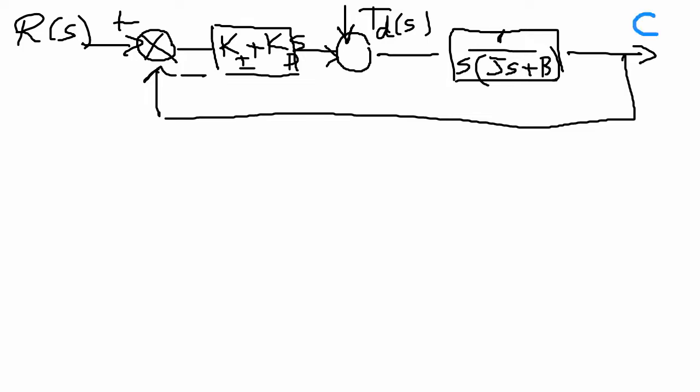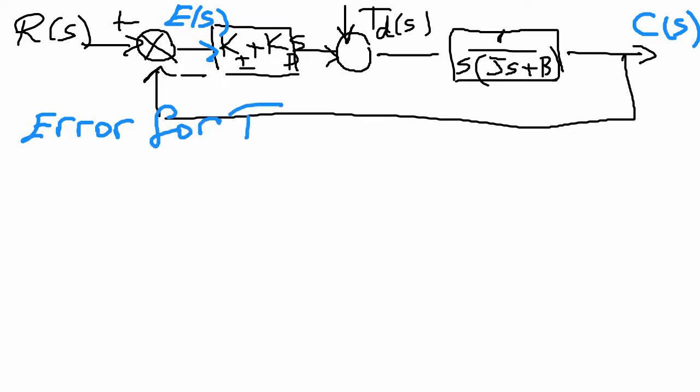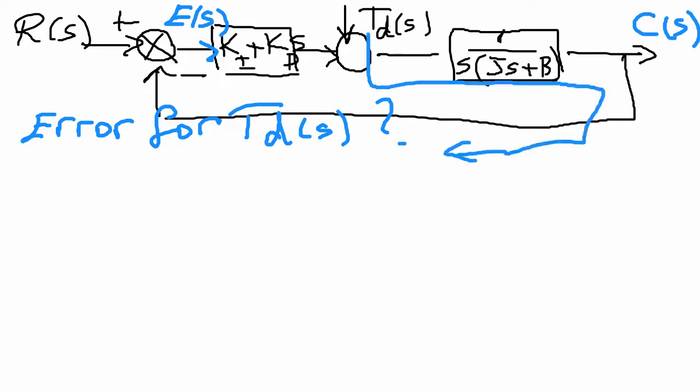CS. Now, so what's happening actually? For error for this is yes. Error for TDS is asked. So what are we going to do? We are going to form this feedback line.